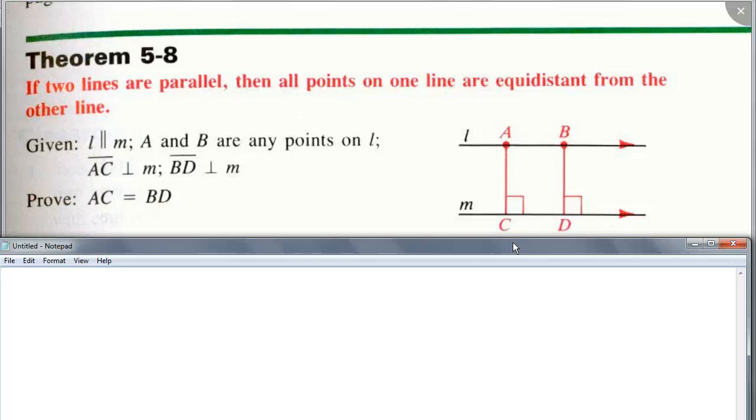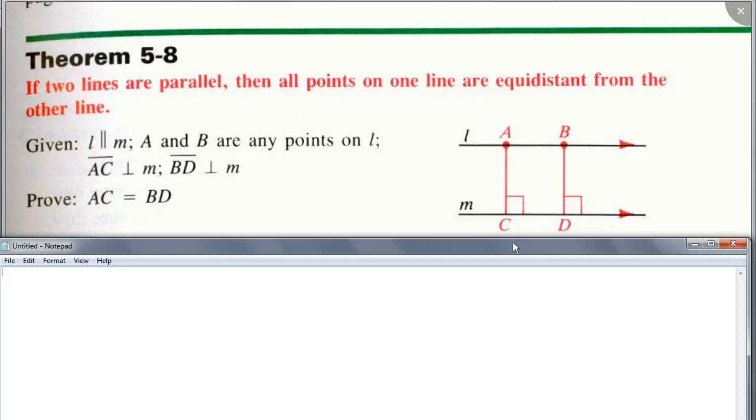Isn't it perpendicular? It looks like we're talking about these perpendicular segments, AC and BD, right? Because the theorem says nothing about perpendicular segments. That's a good question, because the theorem doesn't mention anything about perpendicular segments, does it? But why are we talking about perpendicular segments like AC and BD?